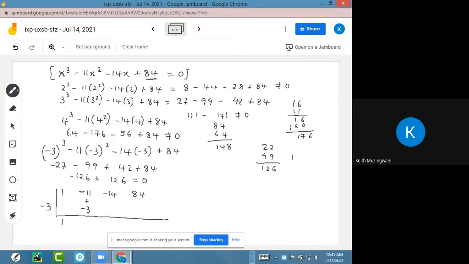When we add, we'll get -14. Then you multiply -3 by -14. So that will give us a negative, that will give us -42. So -42.